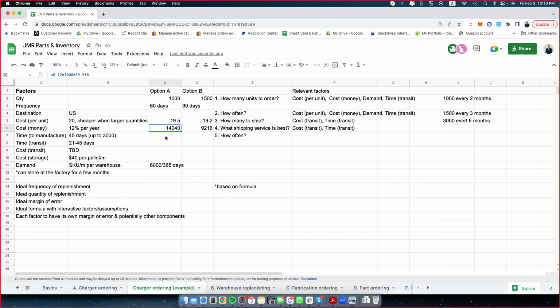So then we need to say, well, how long does it take to transit. This is just the cost side of things, but we also have to make sure that we meet the demand, and that we don't ever get too close. We should have at least a month buffer to allow for a longer time to manufacture or time to transit. So that was an example of how to calculate how often.